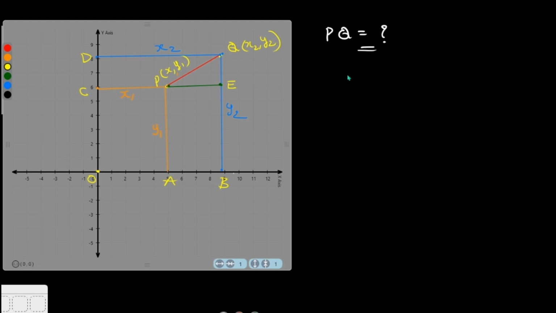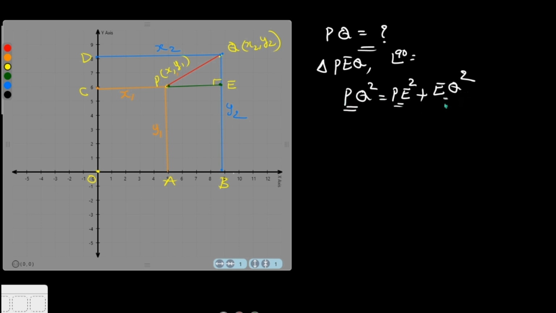Now we have to find the distance between P and Q. How do you find this distance PQ? If you take this triangle PEQ, it forms a right angle at 90 degrees at E, right? So what do you use? The Pythagoras theorem: PQ square is equal to PE square plus EQ square. So now we need to find the distance PQ, and we have PQ square equals PE square plus EQ square.